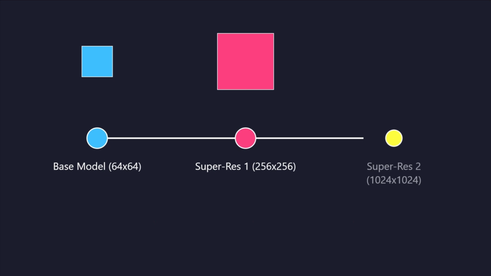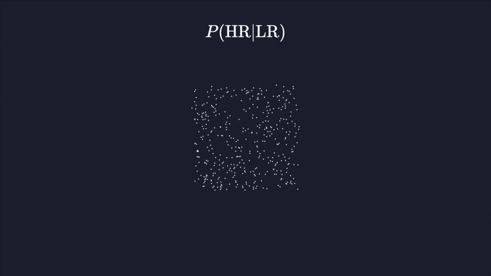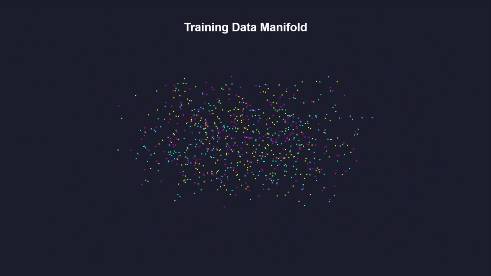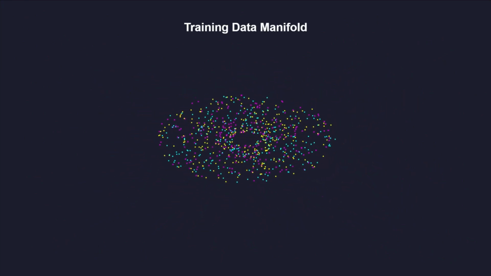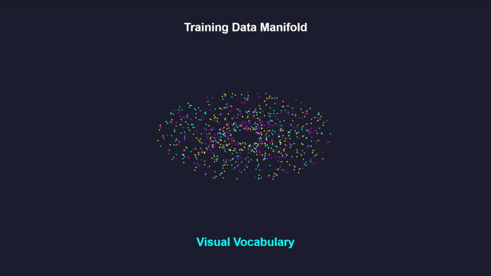Cascaded models use a pipeline of diffusion steps. A low-resolution base model creates the initial structure, followed by super-resolution models that add high-frequency details. Super-resolution is also a stochastic process. The model predicts the missing pixels by sampling from the distribution of possible high-resolution images that are consistent with the low-resolution input. The quality of the output depends on the training data distribution.